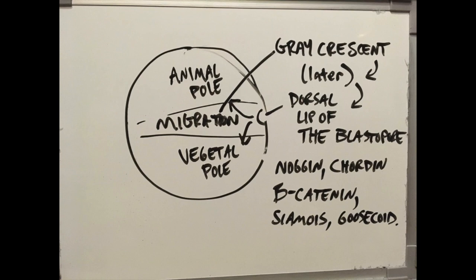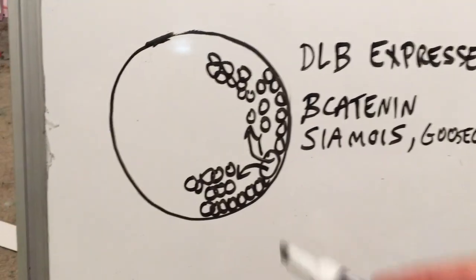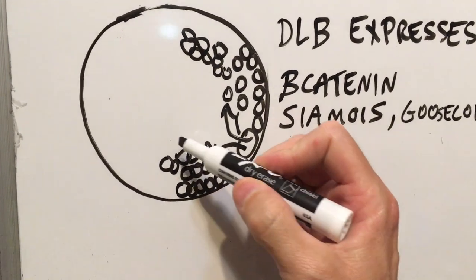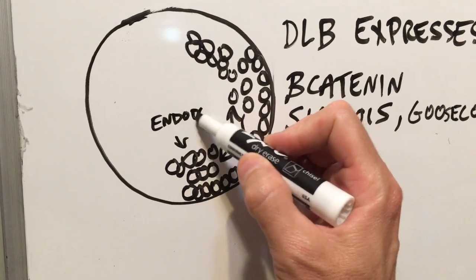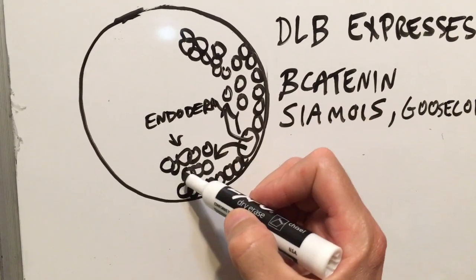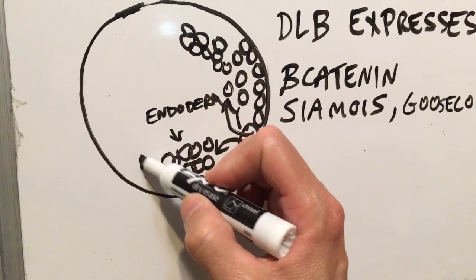So the dorsal lip of the blastopore expresses Noggin. It also expresses a gene called chordin, beta-catenin, siamois, and goosecoid. Remember, the dorsal lip is where future endoderm and mesoderm cells migrate into the embryo. One of the important interactions that have been shown is the interaction between endoderm cells and the overlying mesoderm cells.